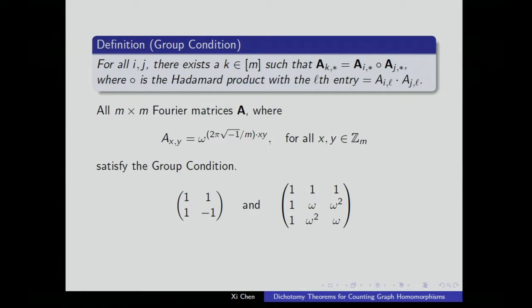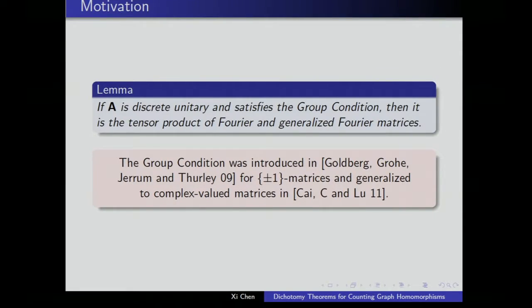Before proving this, here is the motivation why we want such a lemma. The observation is that these Fourier matrices are not only discrete unitary, but they also satisfy the group condition. If you take any two rows here and do the Hadamard product, it would still give you a row in this matrix. And the next lemma says that basically these are all the discrete unitary matrices that satisfy the group condition.